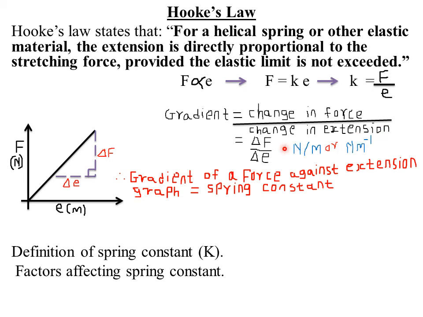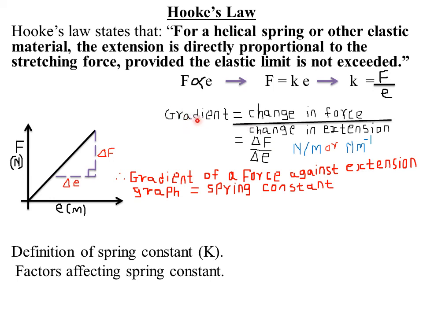Now we discover here that change in F over change in E is actually our K. Remember, the K in this case represents what we call the spring constant. Later on, we'll define what we mean by that term. So delta F over delta E is the same as F over E, which is K, and this K represents the spring constant. So easily we can see that delta F over delta E is equal to F over E, which is equal to K, and delta F over delta E in this case is equal to the gradient.